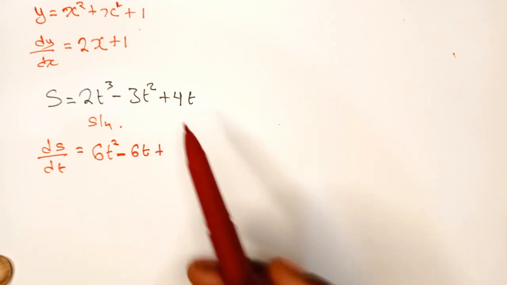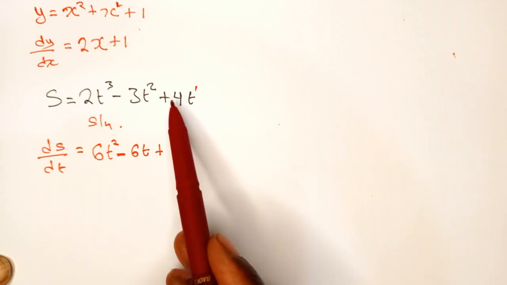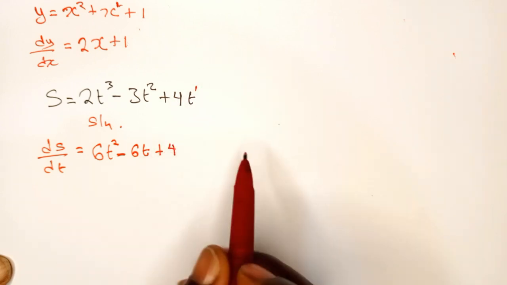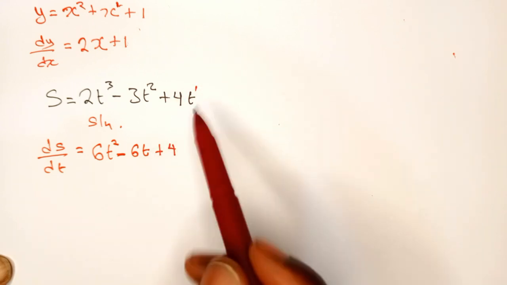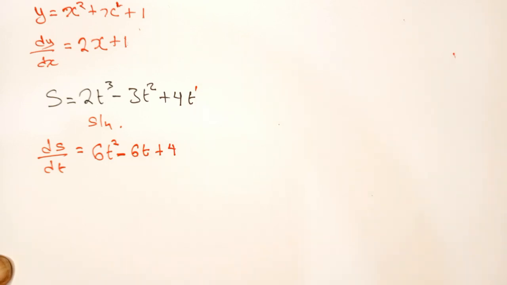plus, t is like t raised to 1, that is the power. So 1 times 4 is 4. Then you minus 1 from this, you get 0. So t raised to 0 is 1, so you remain with 4. And that becomes your gradient function.